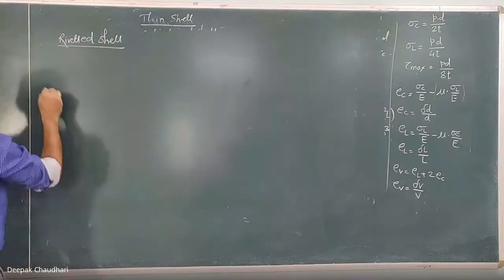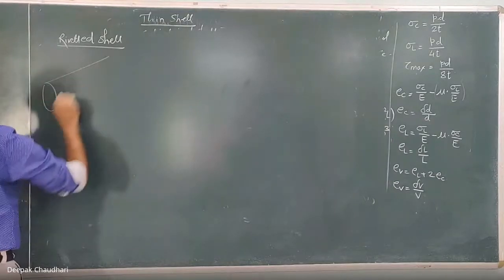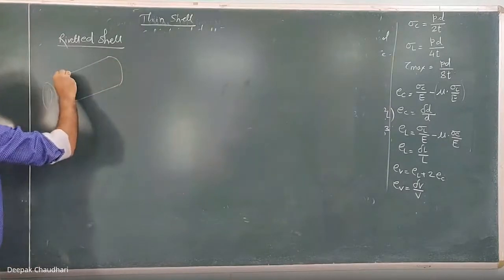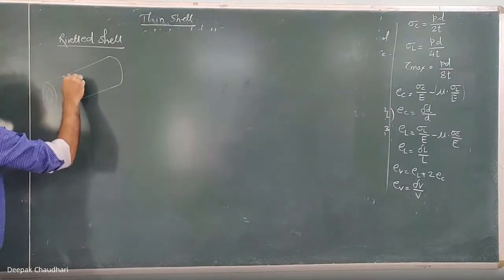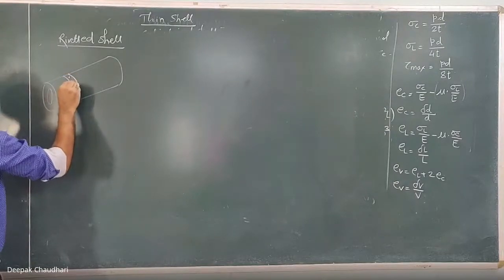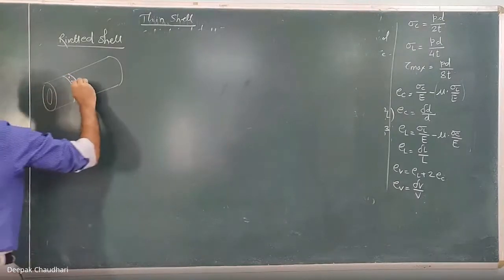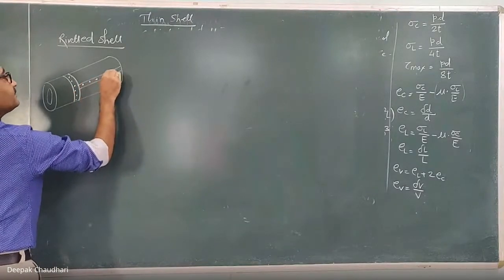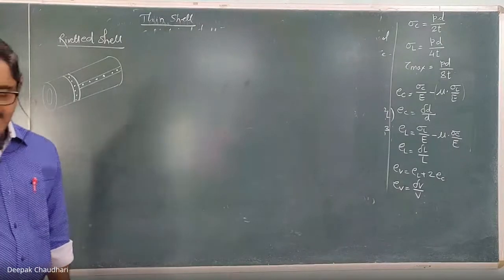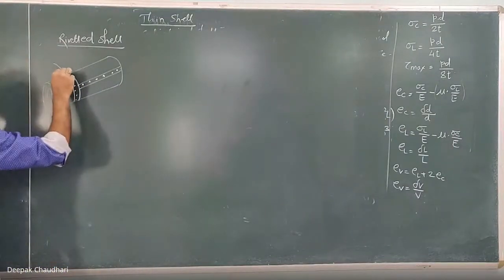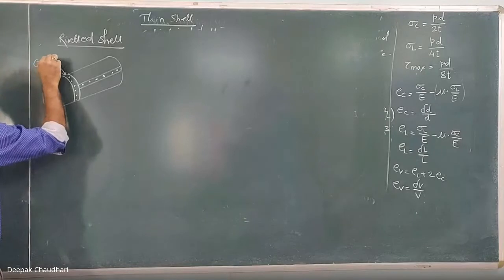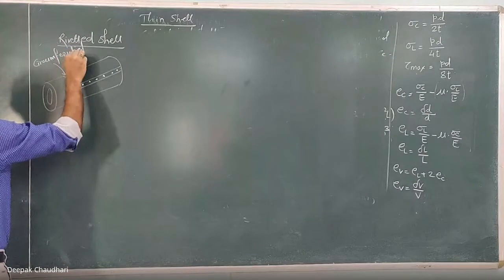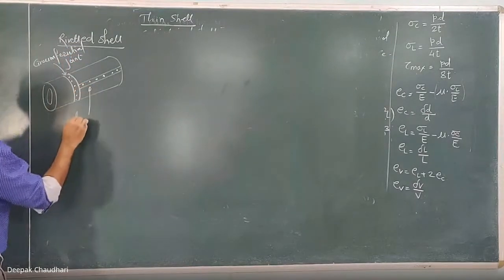Riveted cylindrical shell. If I consider this cylindrical shell, it may connect with such a type of circumferential joint, and it is a riveted joint, or such a type of longitudinal joint may be there. Okay. So this is the circumferential joint. And this is the longitudinal joint, and it is a riveted joint.